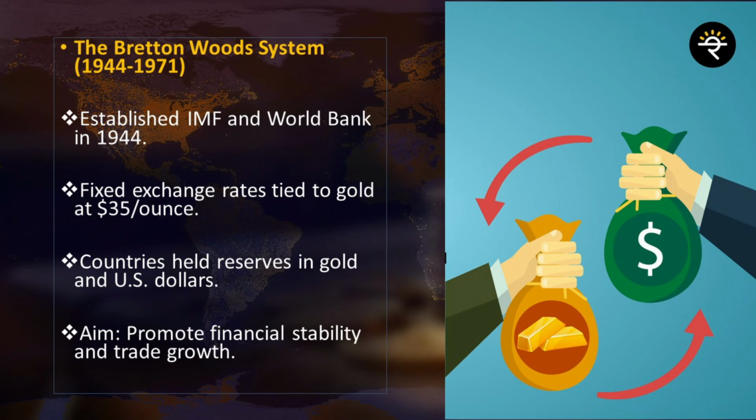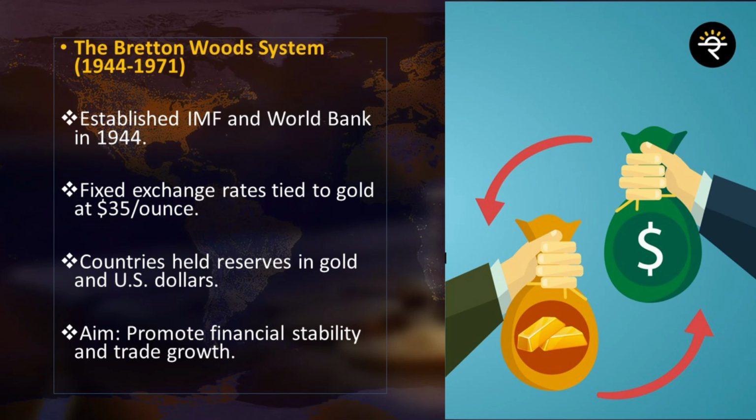Countries pegged their currency to the US dollar, which was convertible to gold at 35 dollars per ounce. So this is a standard rate. This ultimately allowed control of exchange rate fluctuation within a 1% range, 1% increase or 1% decrease. So the exchange rate should fluctuate within the range of 1%, so that it can give some kind of stability and confidence to the countries.